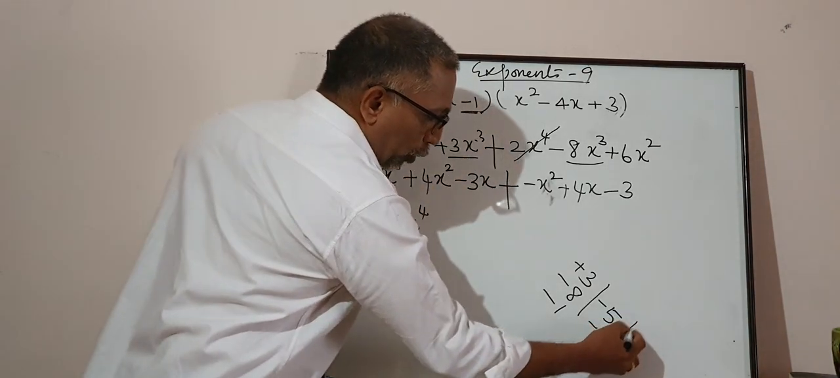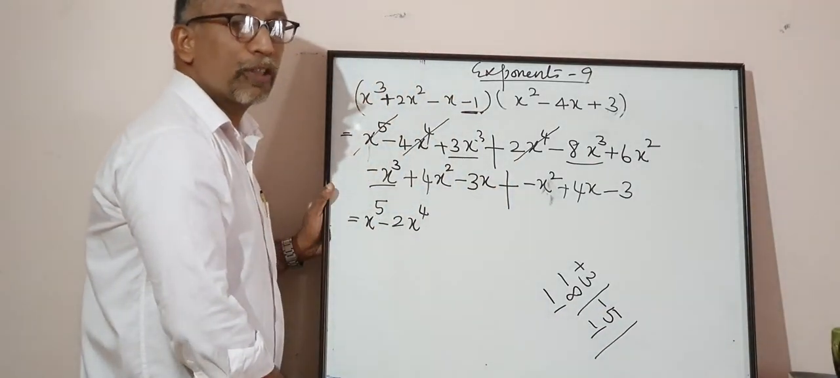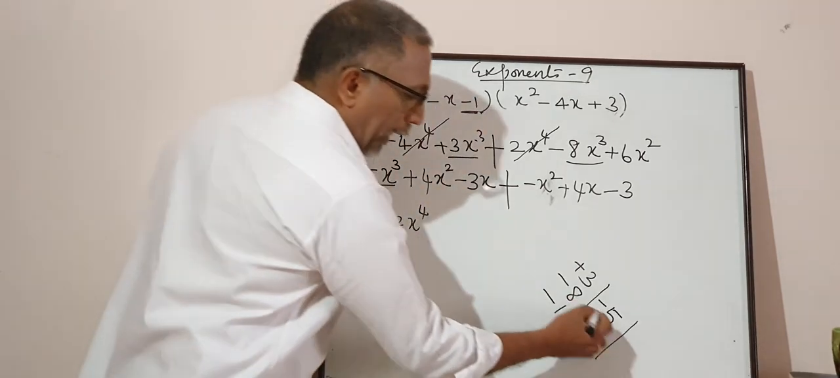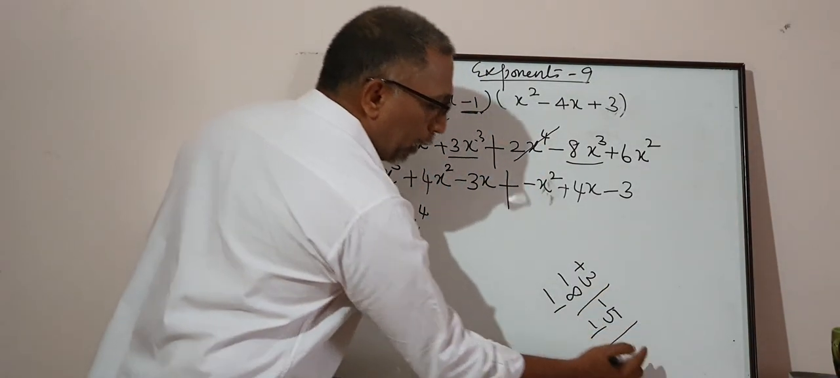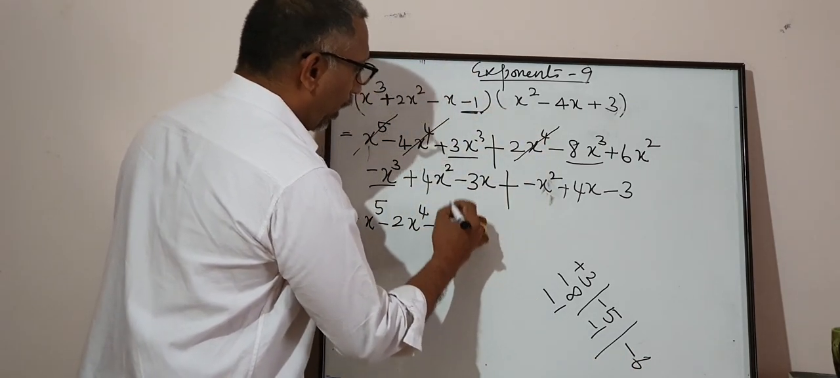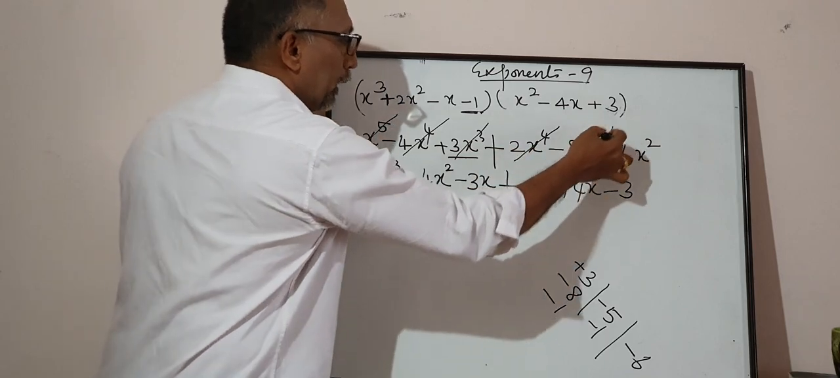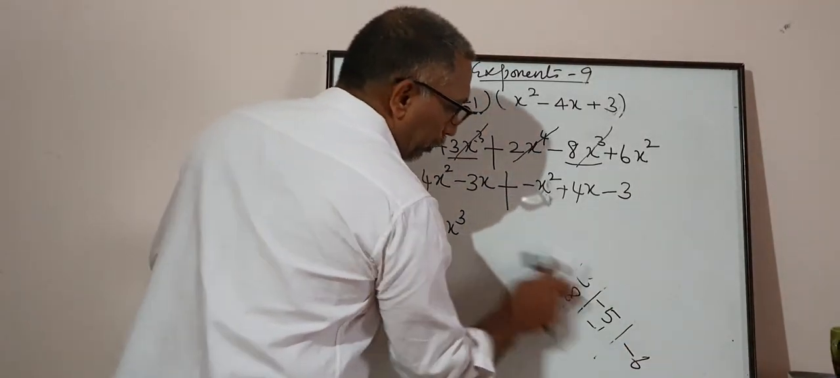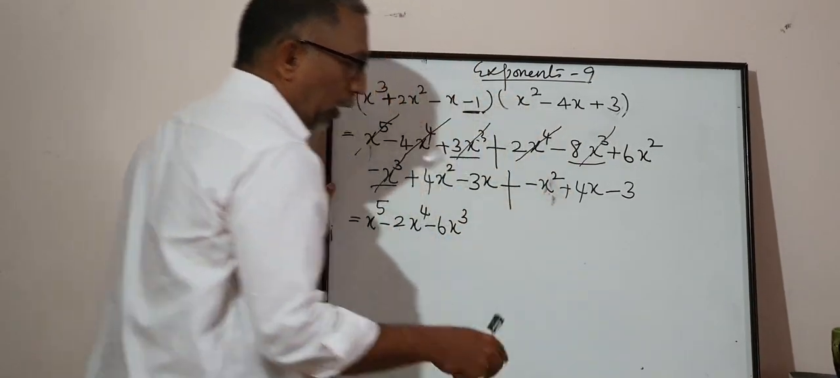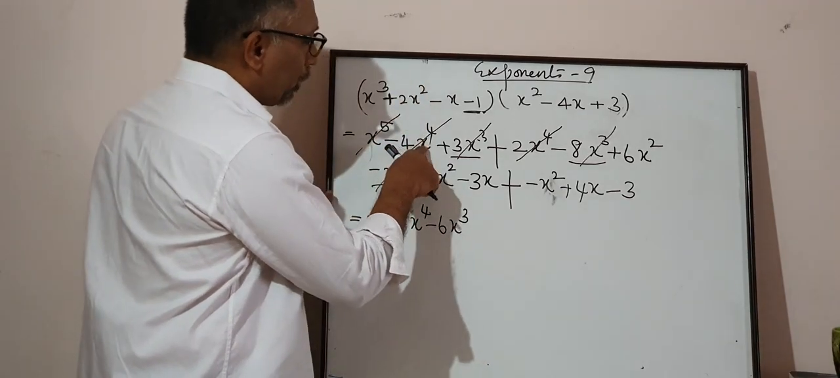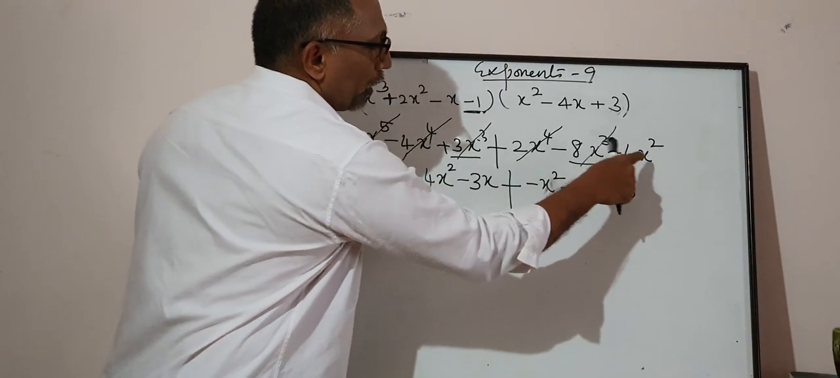So what is the answer for this one? Is it the same sign or different sign? It is the same sign. So what will you do? The same sign will come, and then 5 plus 1 is 6. So negative 6 x raised to 3. So this is gone, and this is gone. Clear? It's going to be a long video, I know, but still you have to do it. Now this is finished, this one finished, this one finished, this one finished, now this one.